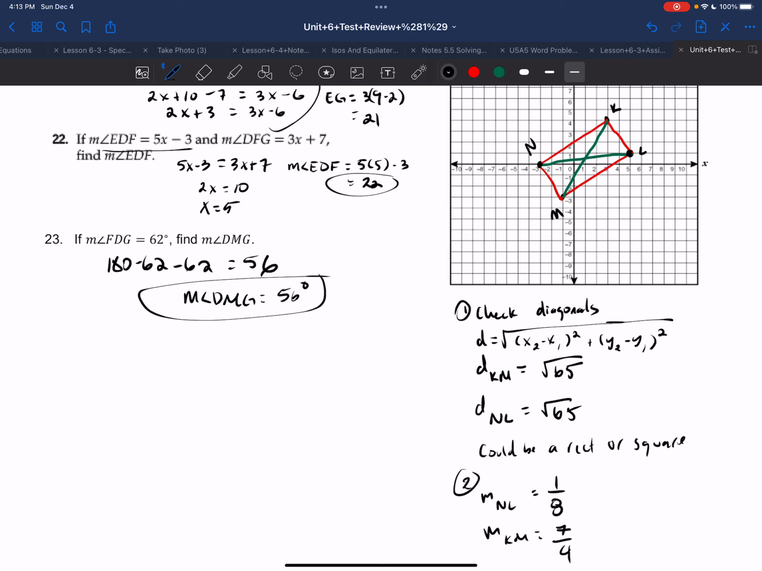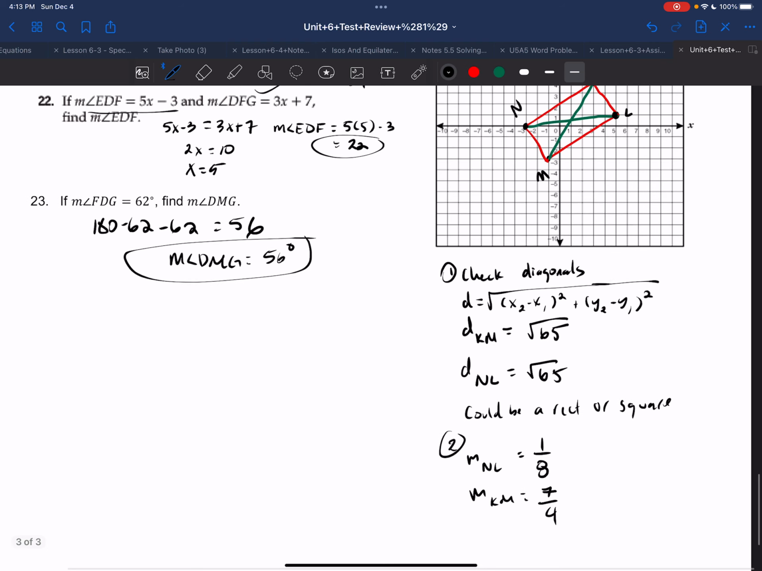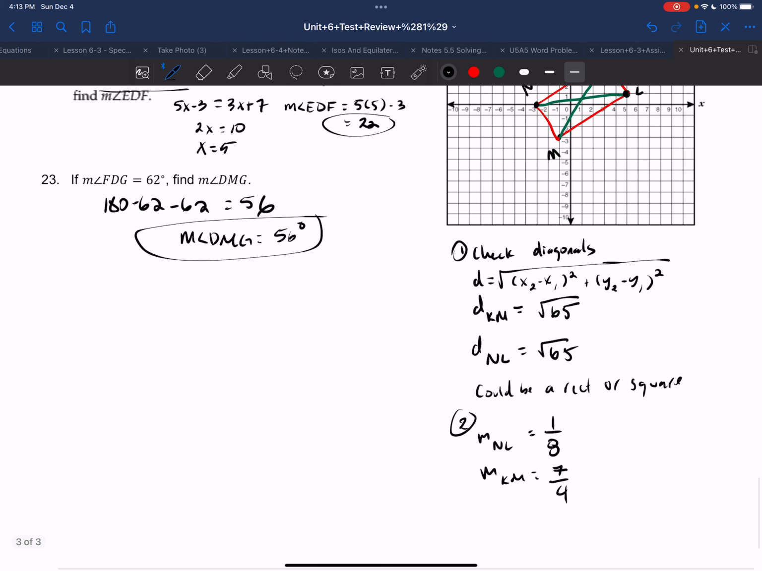So the diagonals are congruent, but the slopes are not perpendicular. So what does this mean? It's a rectangle. If the slopes are perpendicular, it's a square, but we have 1/8 and 7/4, so this is a rectangle. Okay? So that is your answer.